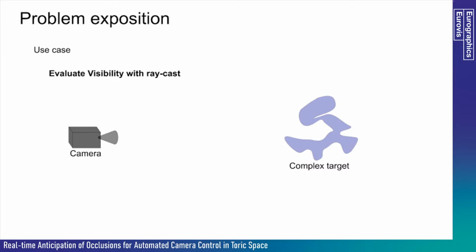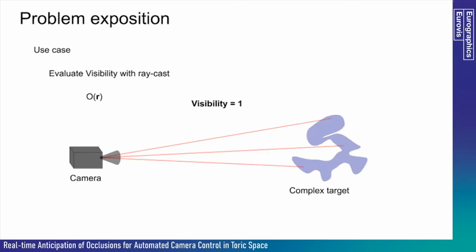Why? Let's develop a use case of how to move a camera avoiding occlusion by testing visibility with raycasts. In order to evaluate visibility, we launch rays from the camera towards samples picked on the target surface. And the average number of rays that actually touch the target defines the visibility. But obviously, the more rays we launch, the better the precision.